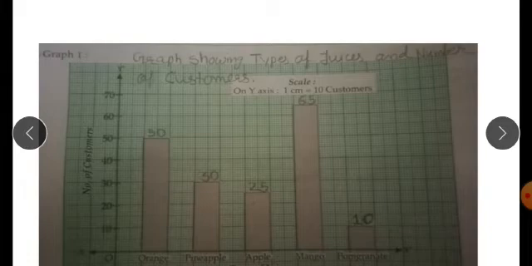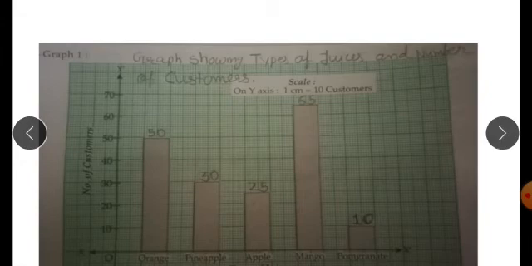Again students, here scale is given 1 centimeter is equal to 10 customers. Therefore, I have written all the multiples of 10 up to 70. I have drawn the graph. Now here the distance between the two successive rectangles or columns is equal to 2 boxes. You have to keep this in mind. You also have to draw this graph in your copy.